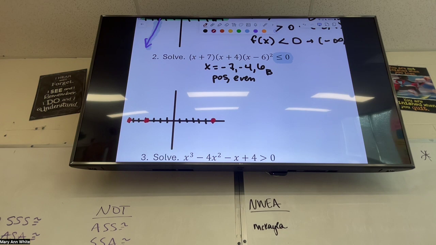Graph it. 1, 2, 3, 4, 5, 6, 7. -7, -4, +6. And I'm bouncing at 6, okay? Cross, cross, bounce, back up. And this time I don't need all the intervals. I only want less than or equal to zero, which where is that again? Above or below? Below.